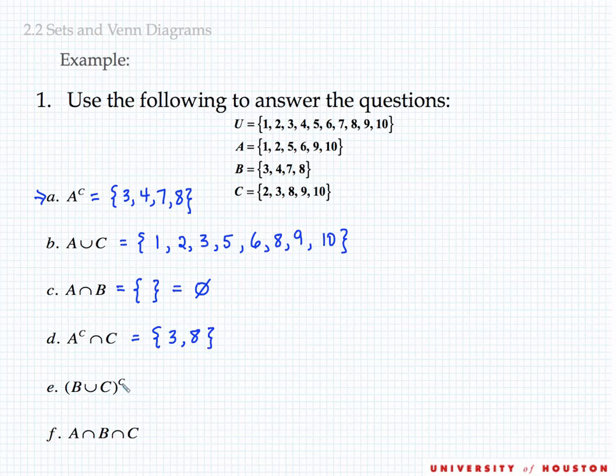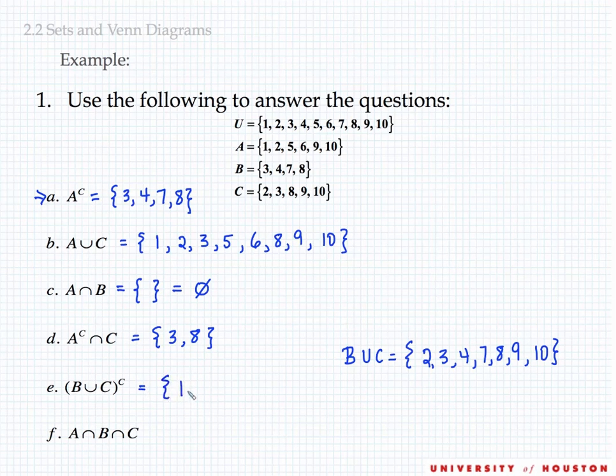B union C complement would be everything that's not in B union C. So let's find B union C first. That would consist of 2, 3, 4, 7, 8, 9, and 10. The values in the universal set that are not in here would be 1, 5, and 6. And last, A intersect B intersect C would be elements that are common to all three sets, and again, there are none.